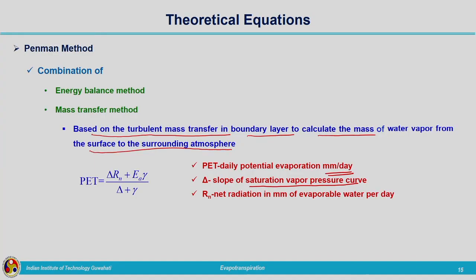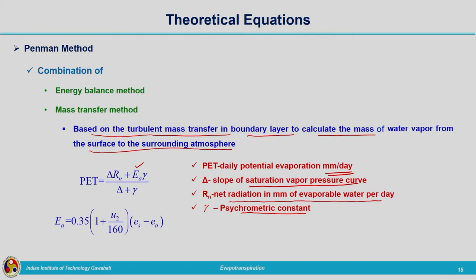Now, next is Rn. Rn is nothing but the net radiation in millimeters of evaporable water per day. Usually we use it in terms of watt per meter square, but here in this equation it is in terms of evaporable water per day in millimeters. Next, gamma is the psychrometric constant, and Ea is given by 0.35 multiplied by (1 plus U2 divided by 160) multiplied by (es minus ea). Es minus ea is similar to Dalton's law of evaporation, multiplied by certain factors. Wind velocity is also coming into the picture. So, this represents the actual evaporation taking place.